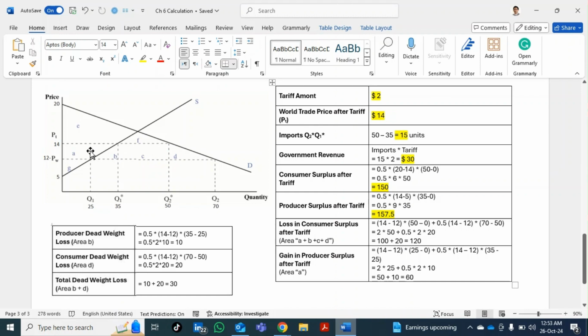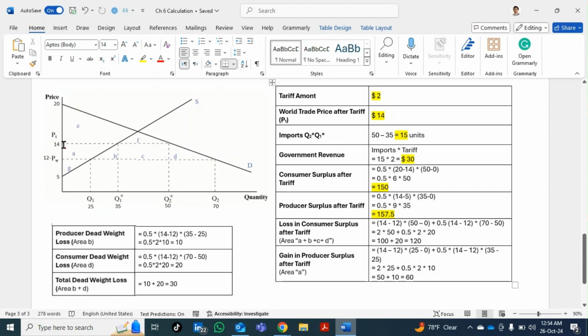Now we cannot calculate these areas straight, because some of the areas are rectangles, like area A till C, that's representing a rectangle. But from this quantity till 70, that is a triangle. So we will calculate in two parts. First, we will calculate from 0 till 50 quantity. That's representing a rectangle between 14, 12 and 15 and 50.